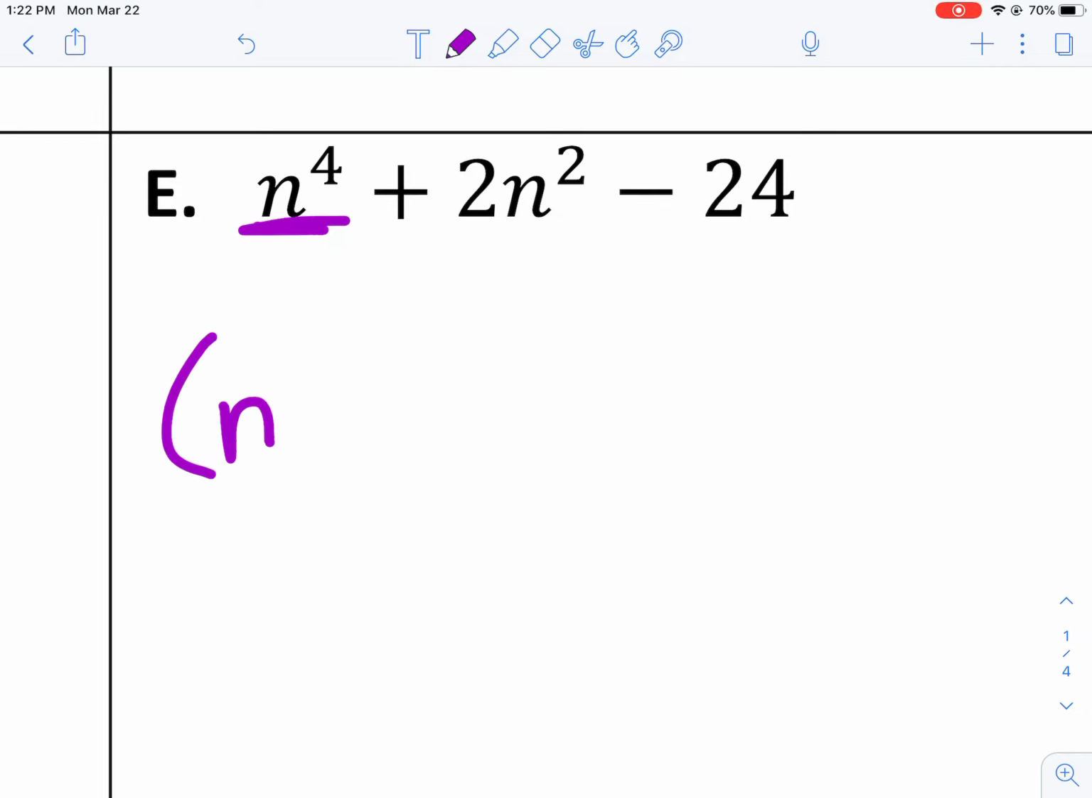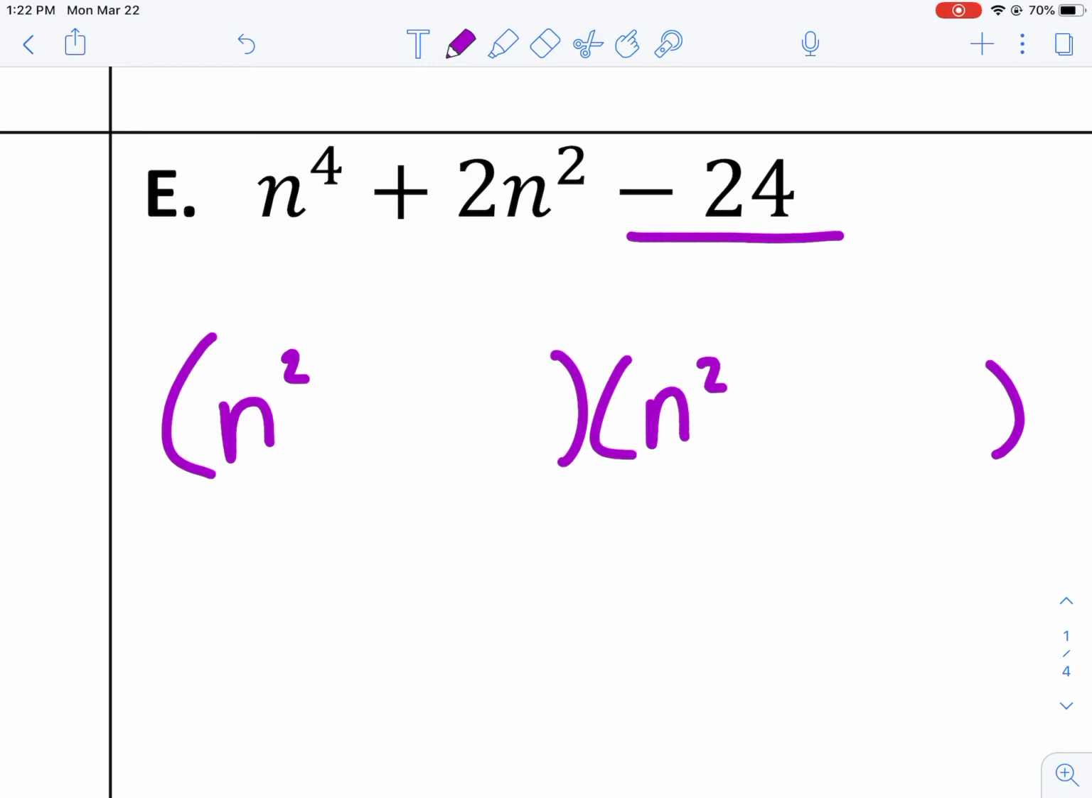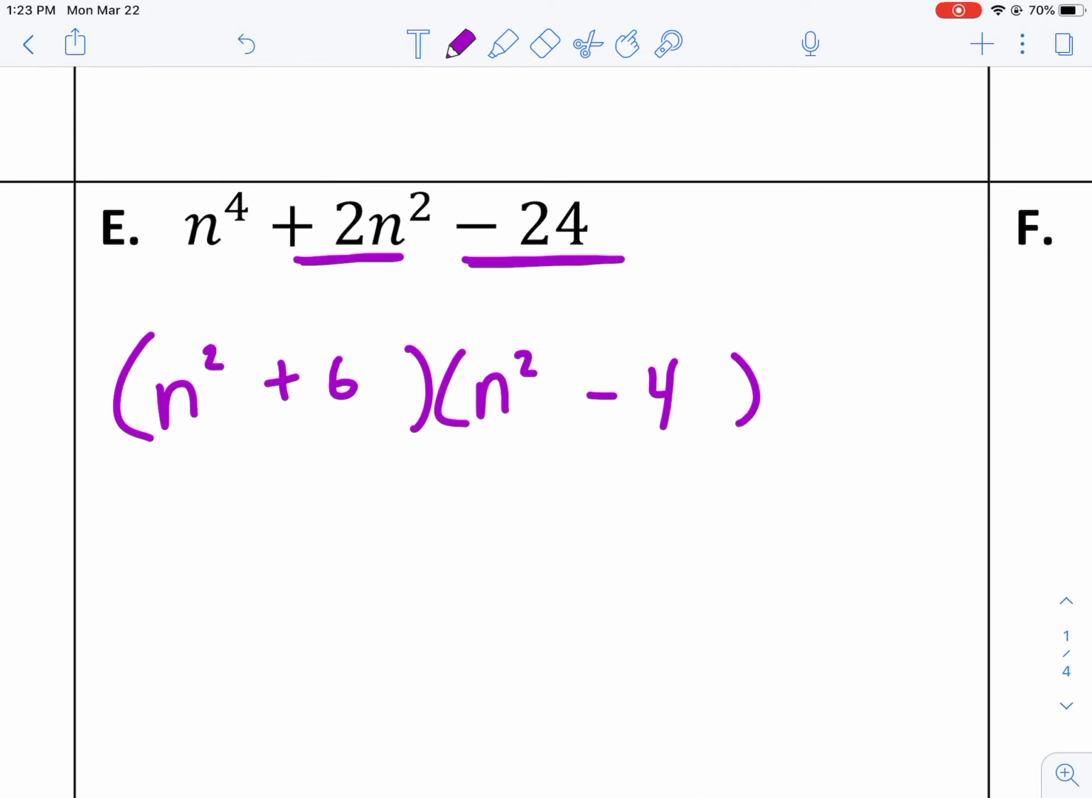So when you factor it, instead of doing x and x, you're actually going to do x squared and x squared, or in this case, n squared and n squared. All right, but you factor it the same way as a normal quadratic. You want to find what multiplies to make c and adds to make b, right? And so for this case, that is plus 6 and minus 4, okay? Because 6 times negative 4 is negative 24, 6 minus 4 is 2. So this would be how you would factor this problem, just with the n squareds in there.